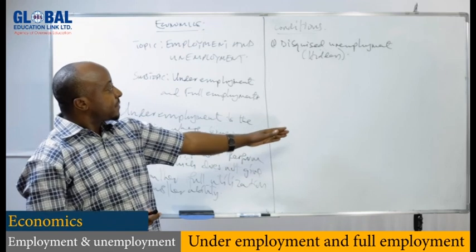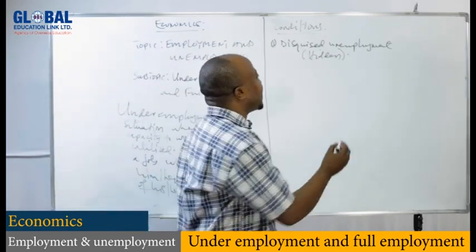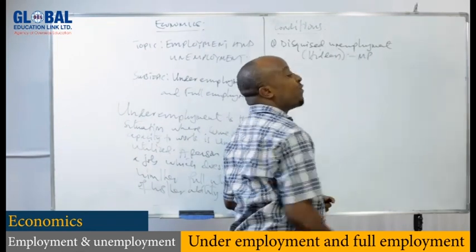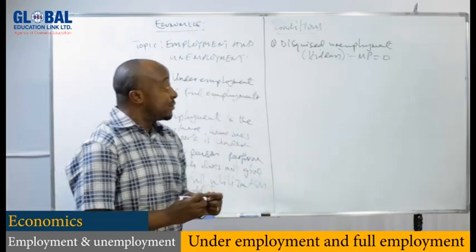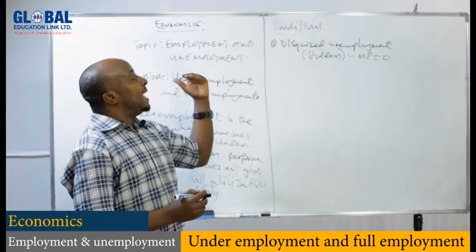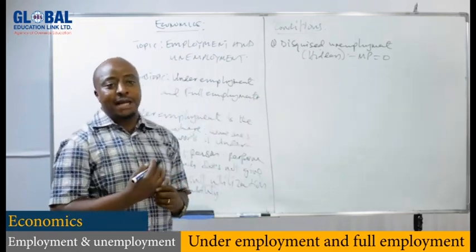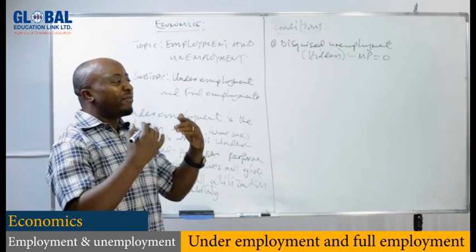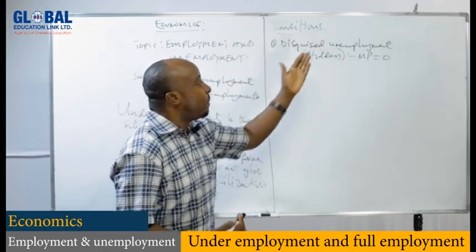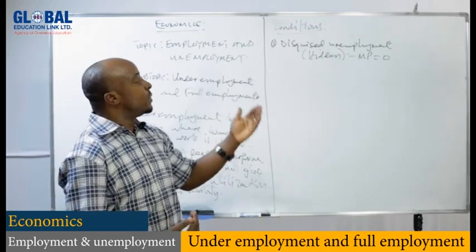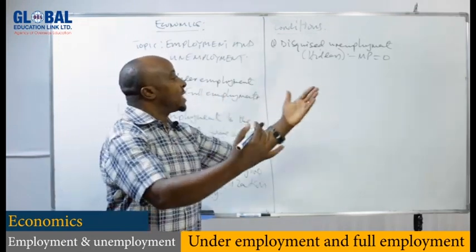Why? Because in this form of unemployment, the marginal product of labor is always equal to zero. Because in this situation of hidden unemployment, the number of people employed in that particular job is greater than the job requires. That is disguised. You can find people working, employed, but in reality they are not, because their marginal product is zero. When you take one laborer out of that office, nothing is affected.